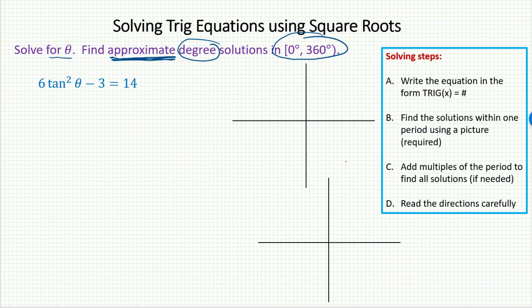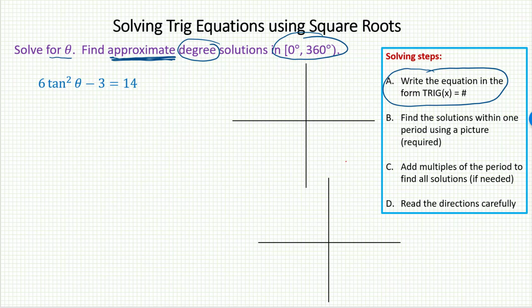Of course, I'm always starting with trying to make the equation look like that simple format, and I'm a little stuck here because I have a tangent squared theta. I don't want that. Factoring just isn't going to work. You could move the 14 to the other side, but what you have left is not factorable. Another technique that can work involves using the square root method, especially when you have a trig function squared.